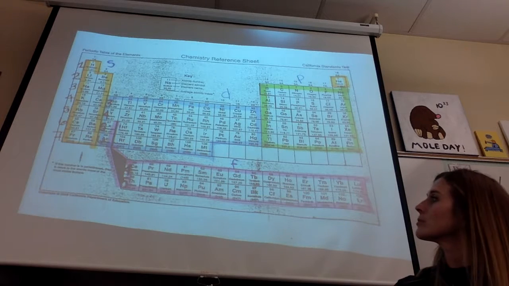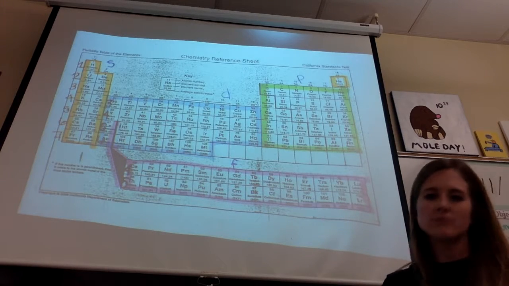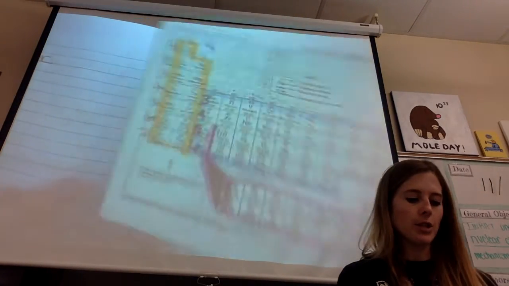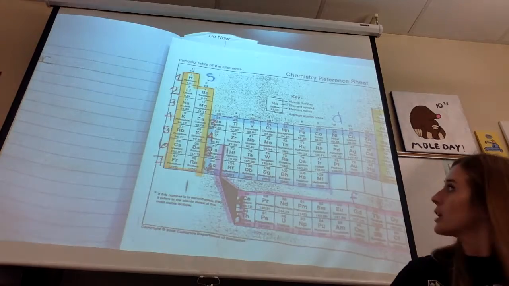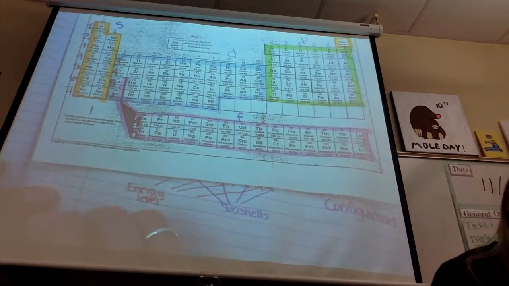Why don't they just put them in rows right there at the bottom? That's not how it goes, because it would be out of order. Okay, let me show you how you're going to use the periodic table to do electron configuration even faster than we did before. I'm going to give you your first example as phosphorus.